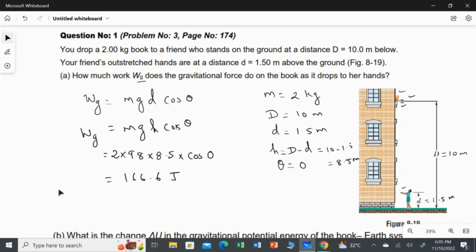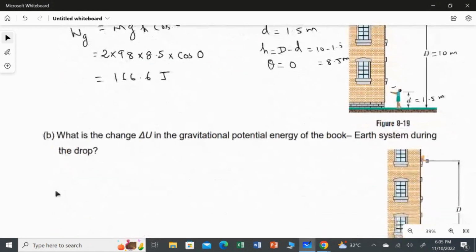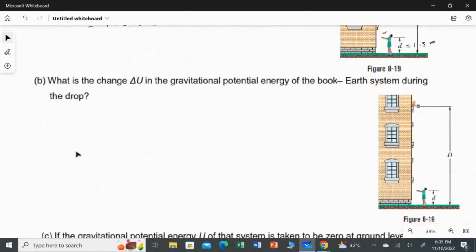Clear? Actually, this question has many subdivisions. So now we are going to answer one by one. And in the second part of the question, what is the change in potential energy in the gravitational potential? Actually, here delta U is nothing but the change in gravitational potential energy of the book-Earth system during the drop.